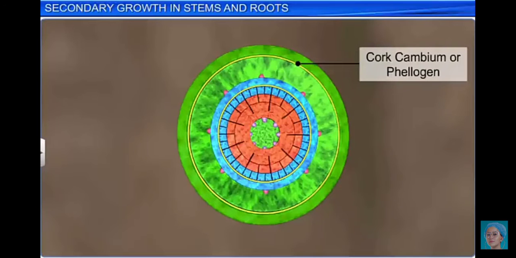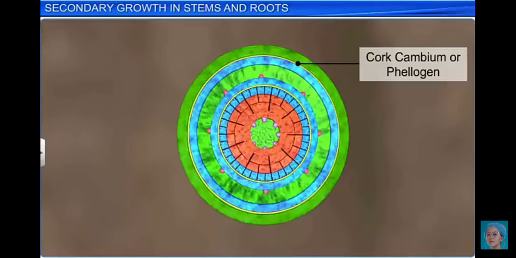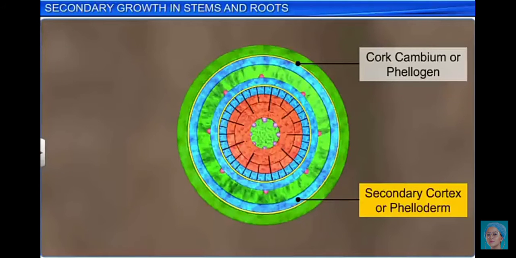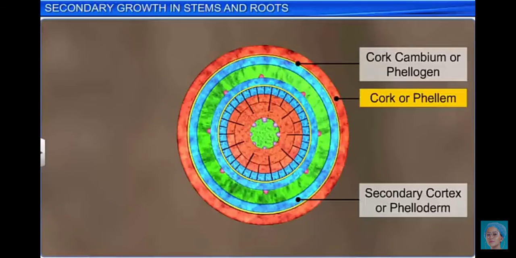In the phelogen, differentiation of cells begins on both sides. As a result, the cells of the inner surface differentiate into the secondary cortex or pheloderm, while the cells of the outer surface differentiate into cork or phellum. Tissue resulting from secondary growth in the cortex, namely cork, phelogen, and pheloderm, are collectively called periderm.